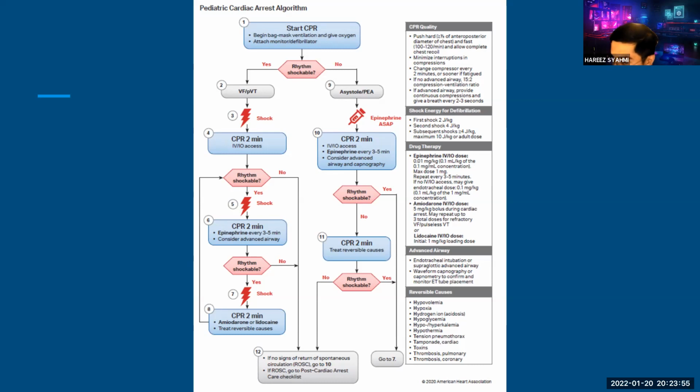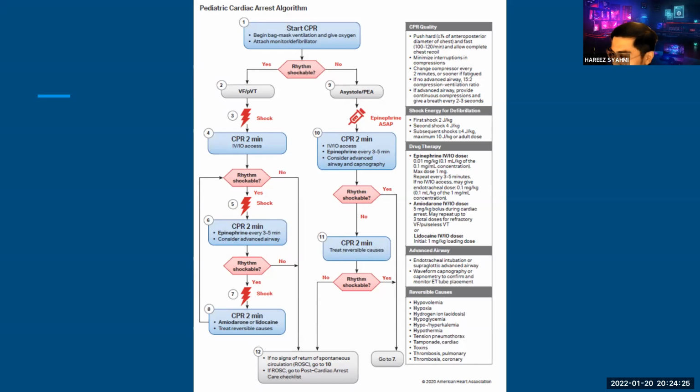And then the second time, we need to give epinephrine or adrenaline every 3 to 5 minutes, and we can consider giving an advanced airway. After 5 cycles or 2 minutes, we check again whether the rhythm is shockable or not. We give a shock if shockable, and then we can consider giving amiodarone or lidocaine. We do this CPR until there is ROSC, the return of spontaneous circulation.